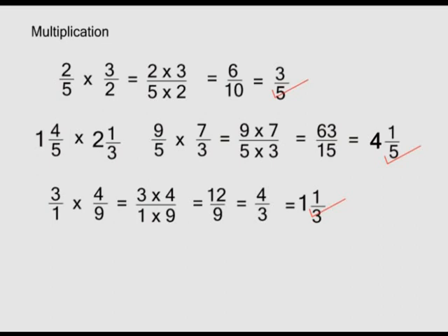Sometimes you might have seen people cancel out the denominator with the whole number. Trust me, it doesn't make any difference and the answer is the same. So 4 over 9 times 3, we can cancel 3 and 9. 3 goes into 3 once, into 9 3 times. So you have 4 over 3 times 1, which is equal to 4 over 3. Same answer.